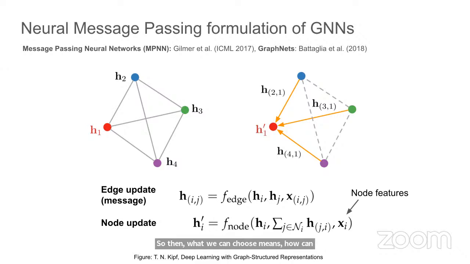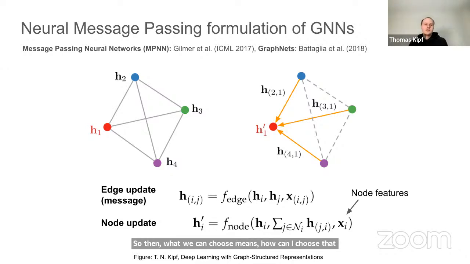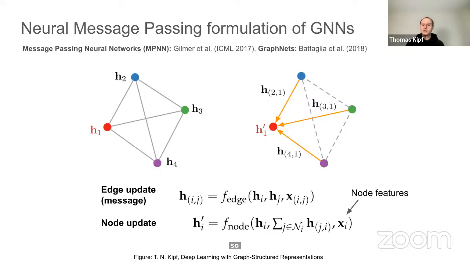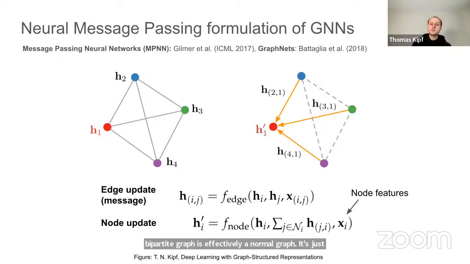That's a great question. For bipartite graphs, you can always still have a full square adjacency matrix. You can basically ignore the fact that it's a bipartite graph and just treat it as a normal graph, because a bipartite graph is effectively a normal graph. It's just that certain edges follow a certain pattern. So that you can always do.